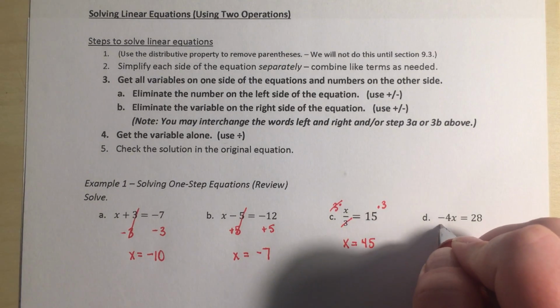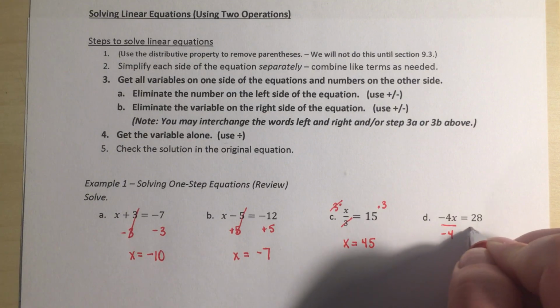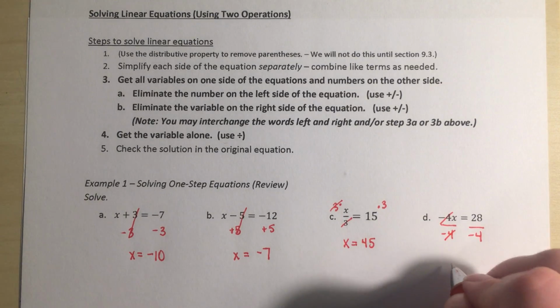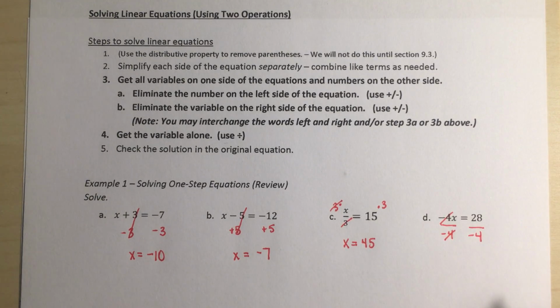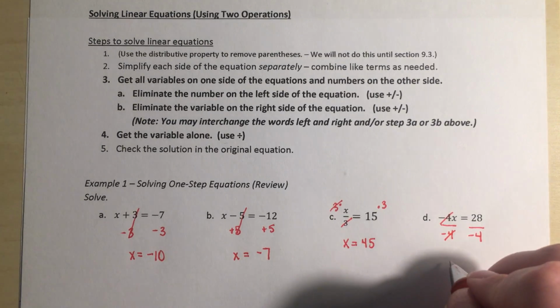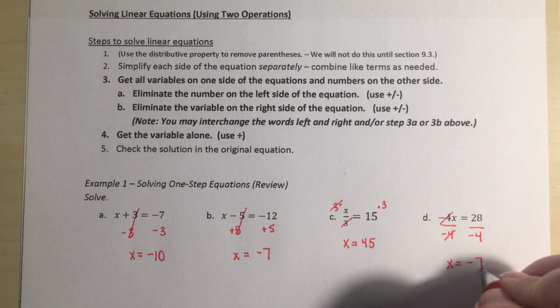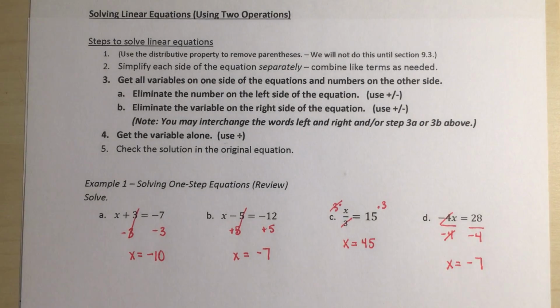And then for D, we have negative 4x equals 28. We're going to divide both sides by negative 4, because negative 4 is our coefficient. Our coefficient is written as a multiplication. We're going to get rid of that multiplication by dividing. x equals positive divided by negative is going to leave us with negative 7. All right, so in this first example, we've just talked a little bit about our rules. We've reviewed what we did in the last section, and then as we move on to example 2, we're going to get into using these steps in solving our equations.